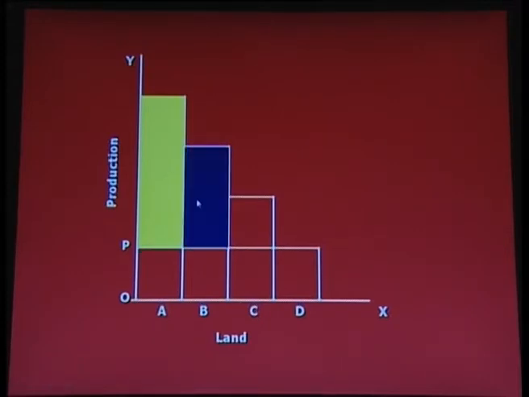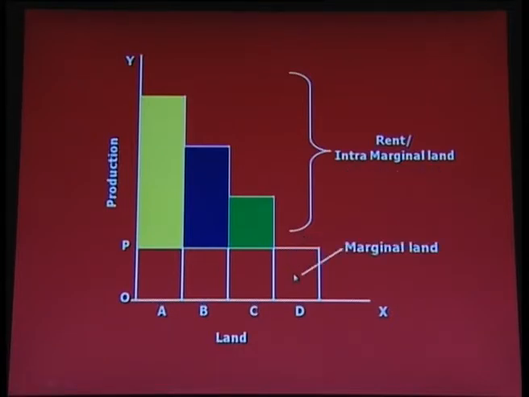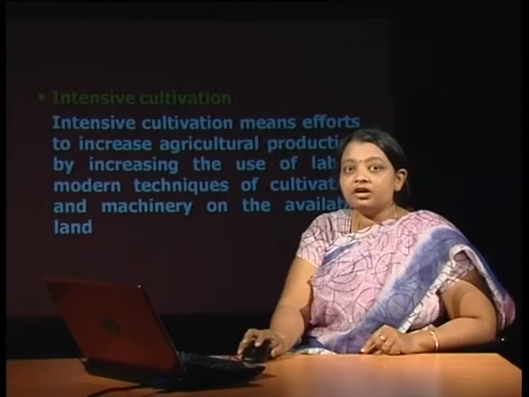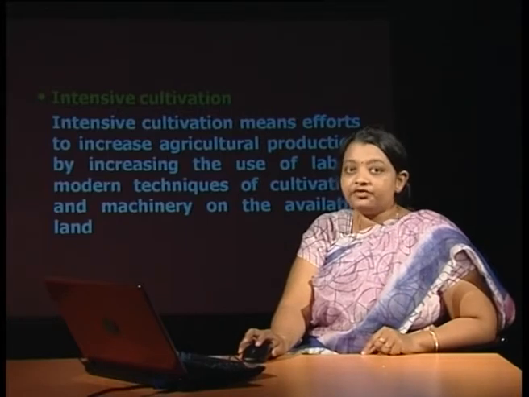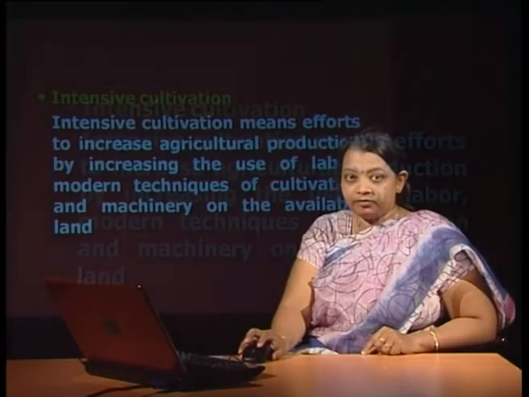For B, rent is shown by blue color, and for C, rent is shown by green color. That means this whole area is rent. The land which earns rent is known as intra-marginal land, and the land which does not earn rent is known as marginal land. From this, it is clear that in the case of extensive cultivation, a person or a producer will earn rent due to difference in fertility of land.